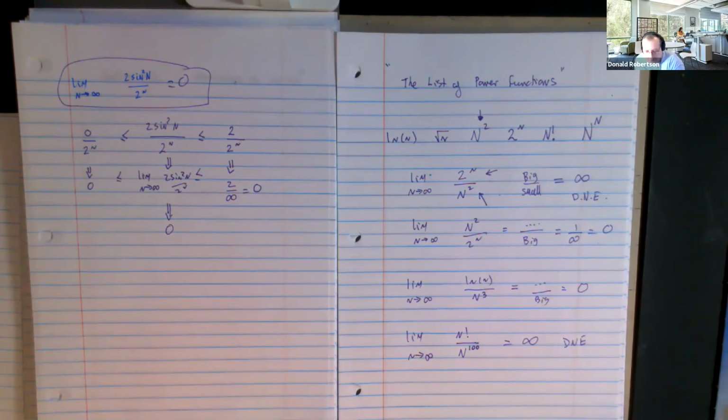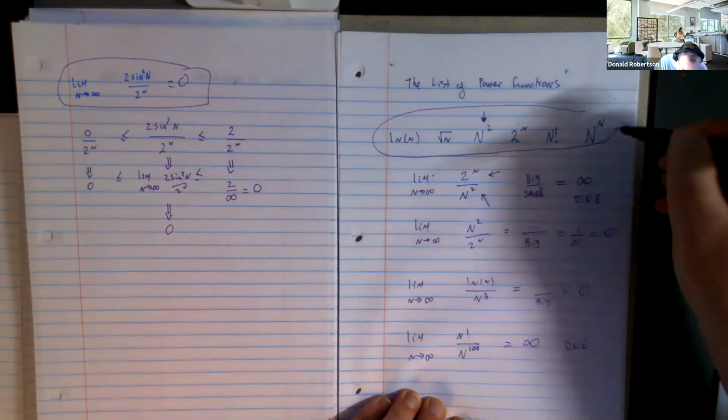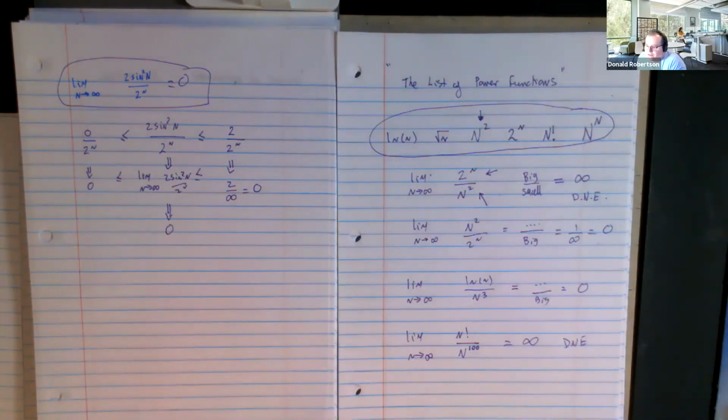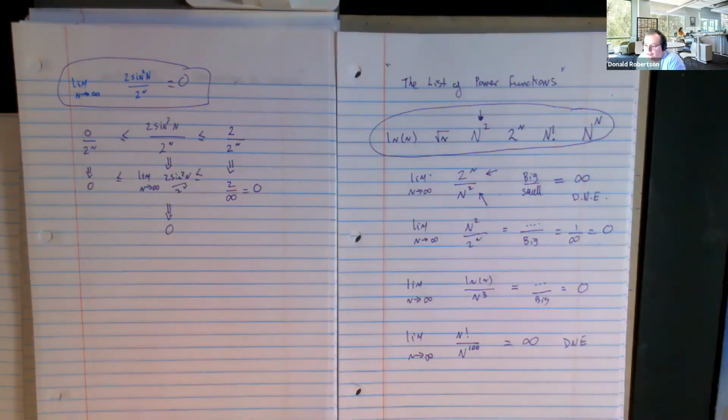Are you comfortable with this, the list of power functions, and how powerful they are? If you've got a fraction, you just look at which one's the most powerful, which is the big guy. If the big guy's in the top, it's infinite. And if the big guy's in the bottom, it's 0. End of story.